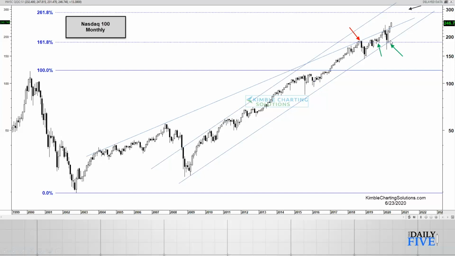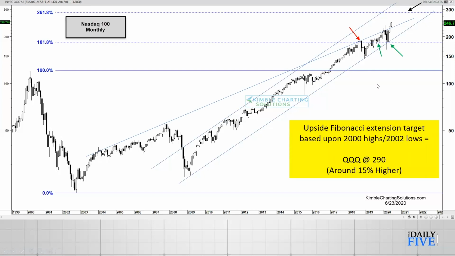You can see an upside breakout of the NASDAQ. The month is not over, but at this point in time, the NASDAQ is at all-time highs, and the upside target I just want to share with you on this long-term Fibonacci extension level comes into play at 290 on the Qs, or around 15% higher. So tech is strong. It remains a relative strength play over the broad market, and its upside target is still 15% higher above current prices.